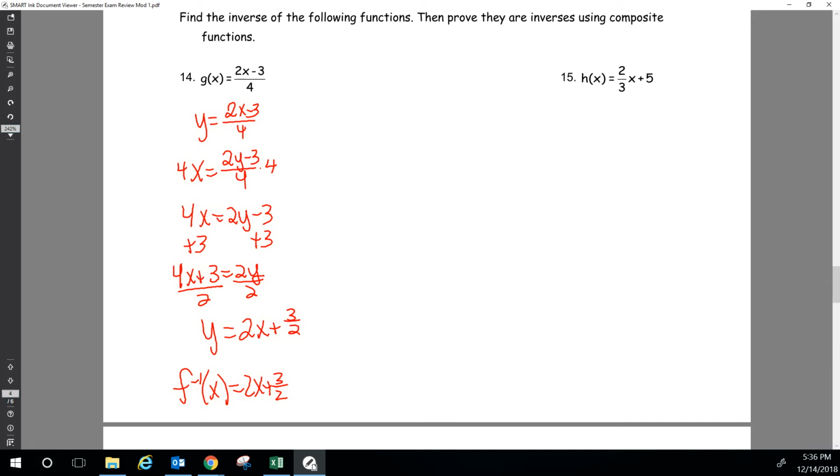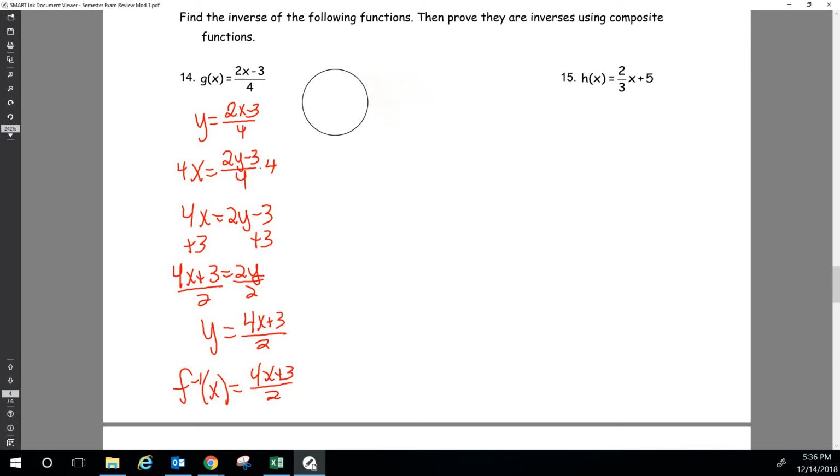All right, to prove that's an inverse, I have to plug this back into my g of x for x and make sure it gives me x. So 2 times 2x plus 3 halves minus 3 over 4. I think I actually simplified it too far, because if I leave this as a big fraction, it'll work better. Not that my answer was wrong, it's just sometimes we simplify too far and then we make the next step harder for ourselves. So let's just leave it like this.